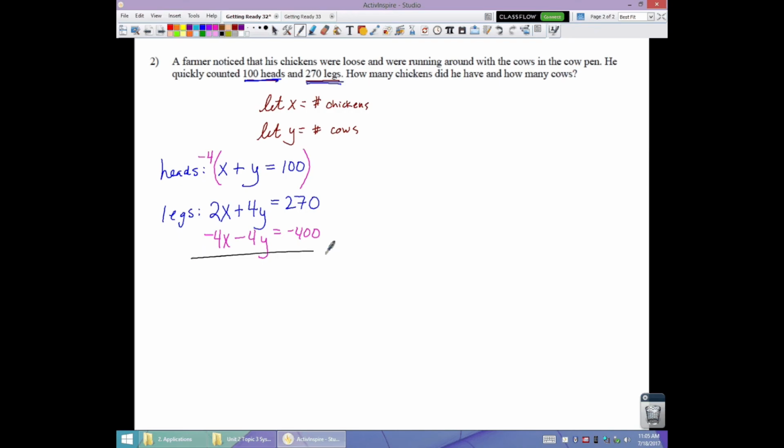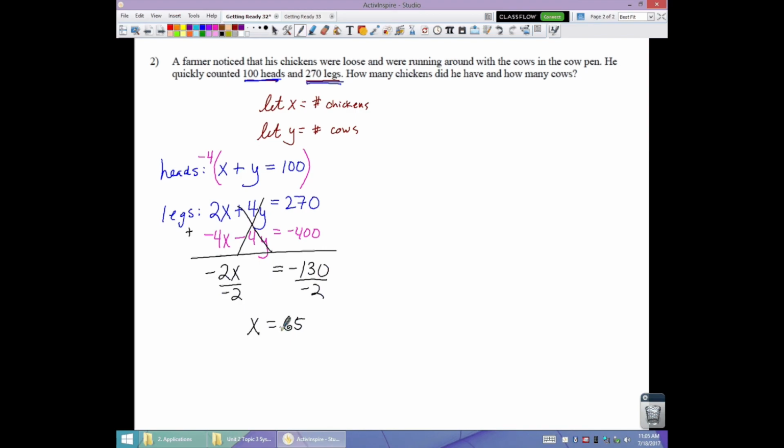I will then add these 2 equations. So 2x plus -4x is -2x. 4y plus -4y is eliminated, just like I needed to happen. Equals 270 and -400 is -130. Divide both sides by -2. So x will be equal to 65.